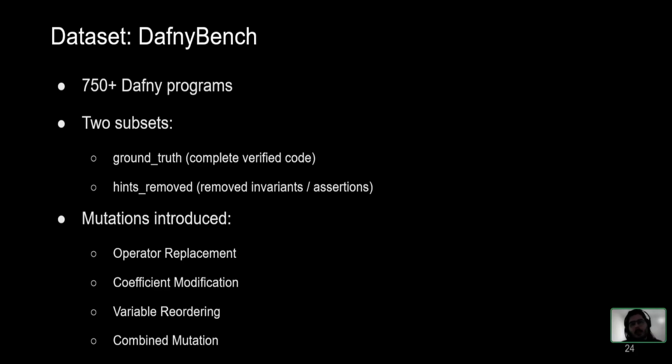We only use code that can be verified for these subsets, because the mutations that will create the bugs will be made by us, with 4 types of mutations. So we have operator replacement, coefficient modification, variable reordering, and any combination of those 3. And then we also indicate in the source which line was mutated for future reference.